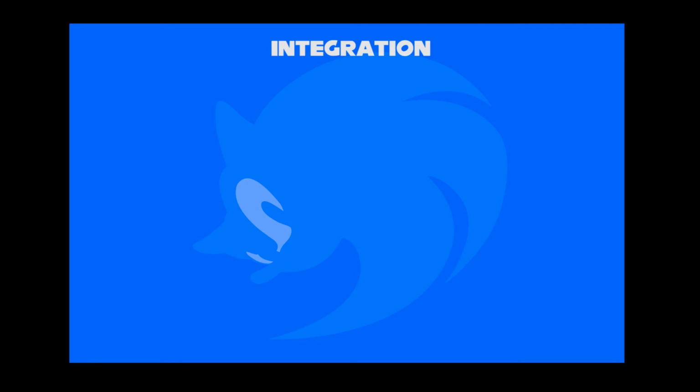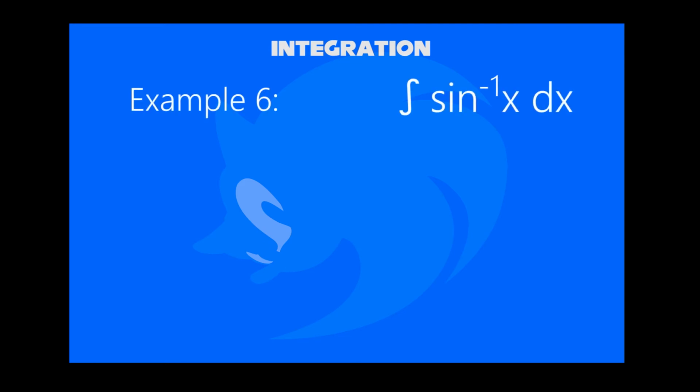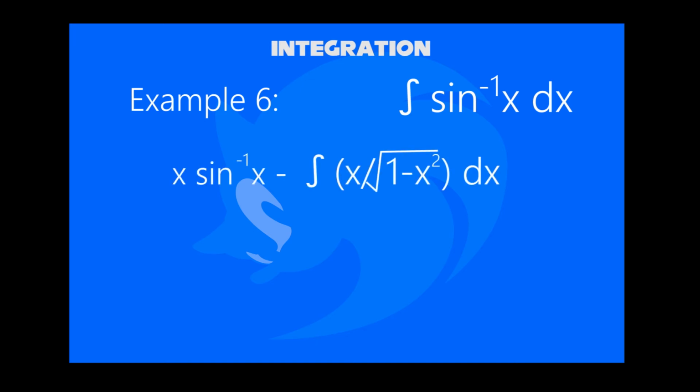Another example, let's take any one inverse trigonometric function. Integral of inverse sine x dx. Using by parts, integral of inverse sine x is equal to x times inverse sine x minus integral x by square root 1 minus x squared dx.